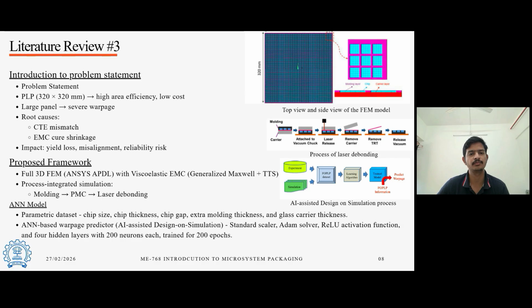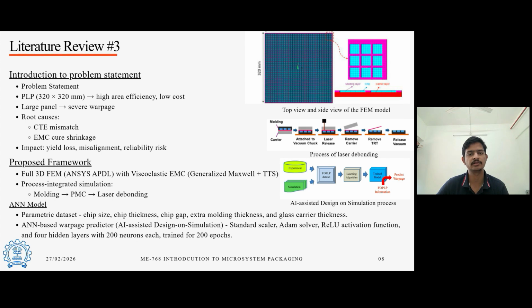A full three-dimensional PLP model was built in ANSYS APDL, including the chip, molding layer, and glass carrier, with proper boundary conditions to eliminate rigid body motion. Since EMC exhibits nonlinear and time-dependent behavior, it was modeled as a viscoelastic material using the generalized Maxwell model.